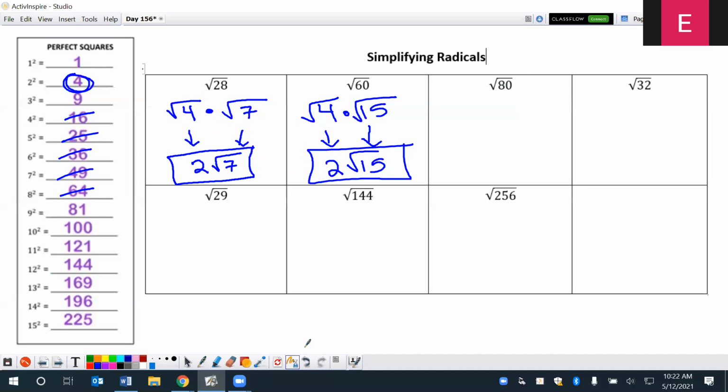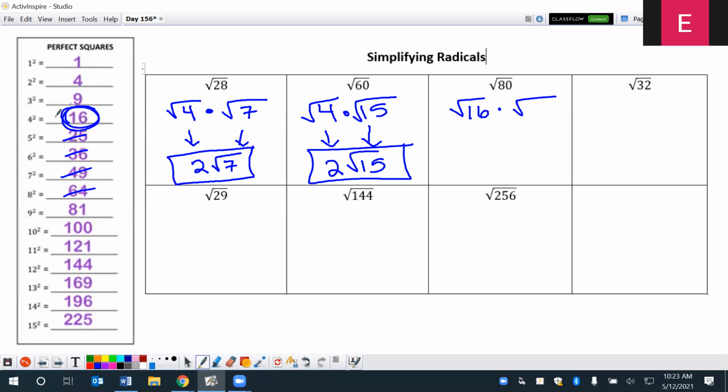Okay, 80. So same thing. I'm still working with my list of perfect squares. You need to have this next to you so that you can work these problems. Factors of 80, I'm looking for 2 numbers that multiply to give me 80. Okay, so if you don't know, again, you would start with dividing by 64, 49, 36. And if you keep doing that, you'll find out that it's 16.